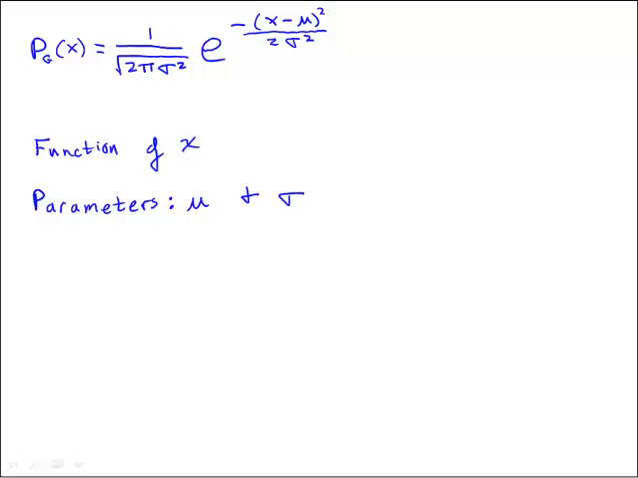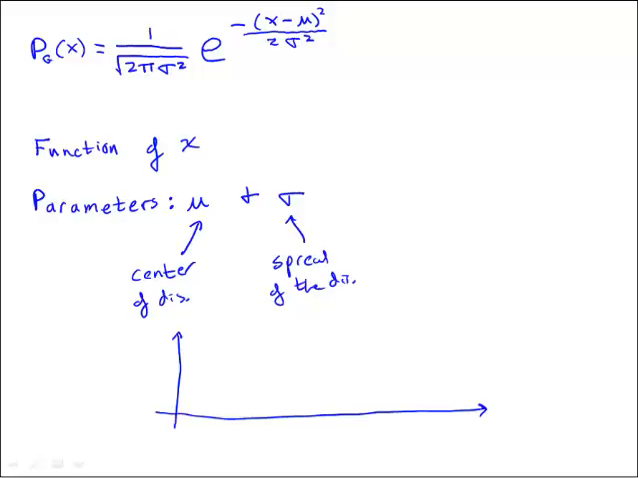The way to think about mu and sigma is that mu controls the center of the distribution and sigma controls the spread of the distribution. So here are a couple examples. So that's p and that's x. So here's maybe one distribution centered at mu1.